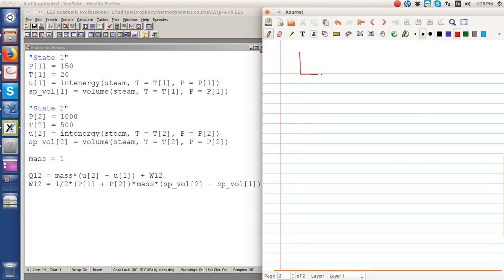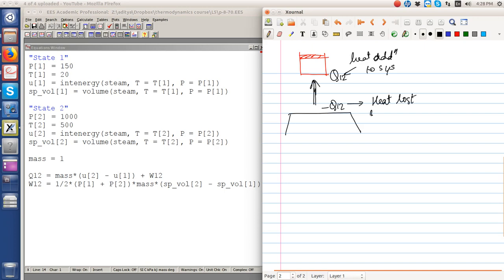So once again let us draw the piston and let us draw the heat transfer from a source. So this is equal to Q12. This is the heat addition to the system, and minus Q12 is the heat lost by the reservoir.